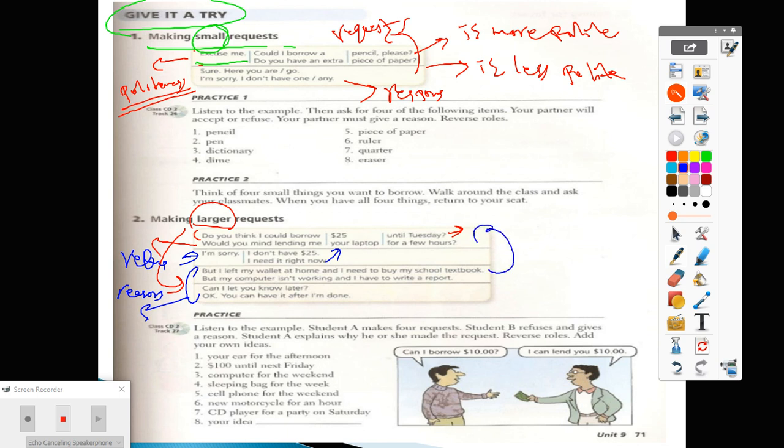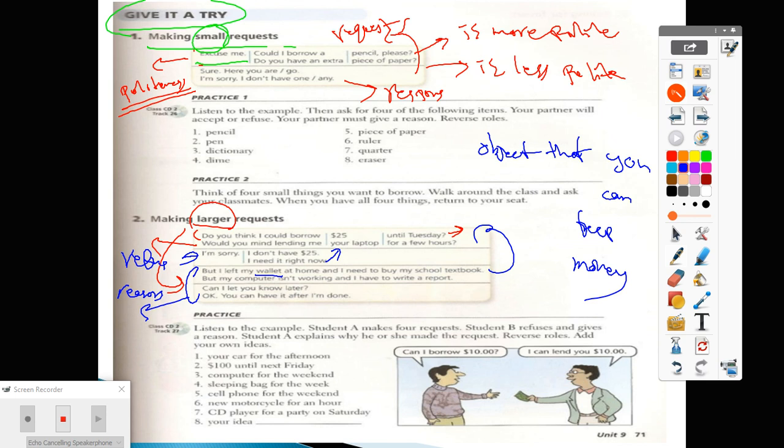I have left my wallet. Wallet means an object that you can keep money or precious things in. Purse. But my computer isn't working and I have to write a report. This is the reason why he or she is borrowing a laptop, because his or her computer is not working.